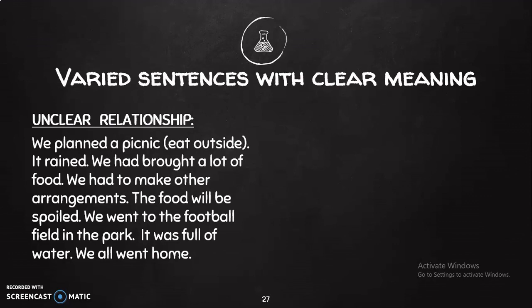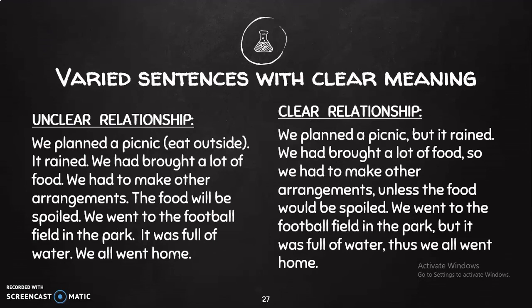However, we can revise this paragraph in this way so that it shows clear relationships as well as good flow. We planned a picnic, but it rained. We had brought a lot of food, so we had to make other arrangements, or the food would be spoiled. We went to the football field in the park, but it was full of water, thus we all went home. You see how different structural sentences are used in this paragraph to make it more powerful and clear to your readers. So this is how it can be done.